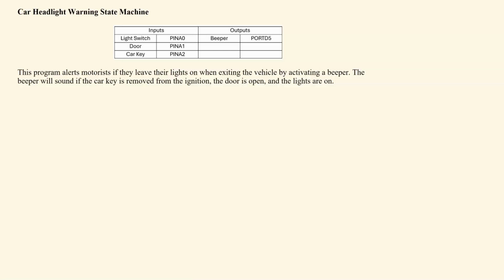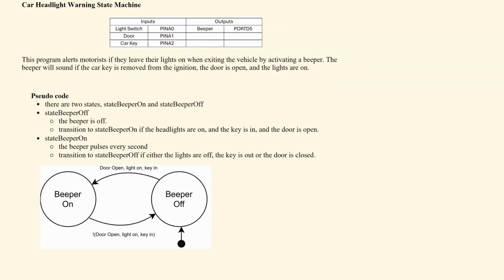You are to write the state machine and code for the car headlight warning system. So firstly, read the problem, pause the video, and see if you can write the pseudocode and state diagram. We can see the pseudocode written here and the state diagram showing the transitions between states. Now pause the video and see if you can write the C code from the state diagram shown.